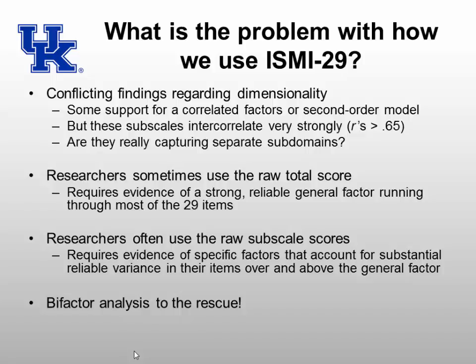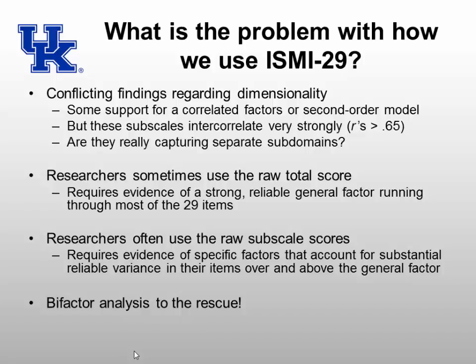The second thing is, sometimes researchers take this instrument and calculate a total score. Average all 29 items together. We got a total score, sweet. But the thing is, as I alluded to earlier, you really got to show evidence that there's a strong, reliable general factor running throughout those 29 items before you start using raw total scores.